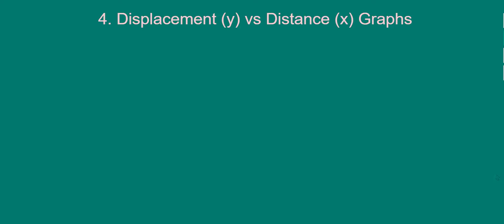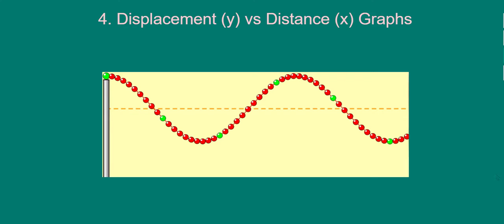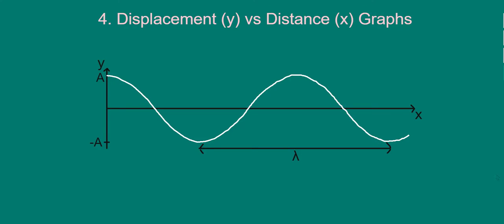Let's now move on to the final part of this video, where we'll discuss displacement versus distance and displacement versus time graphs. In a sense, having seen images such as this throughout the video, you're already familiar with displacement versus distance graphs. All we need to do is draw in some axes and replace the string with a curve to generate such a graph. As you can see, the vertical axis represents displacement via the variable y, and the horizontal axis represents the distance or position via the variable x.